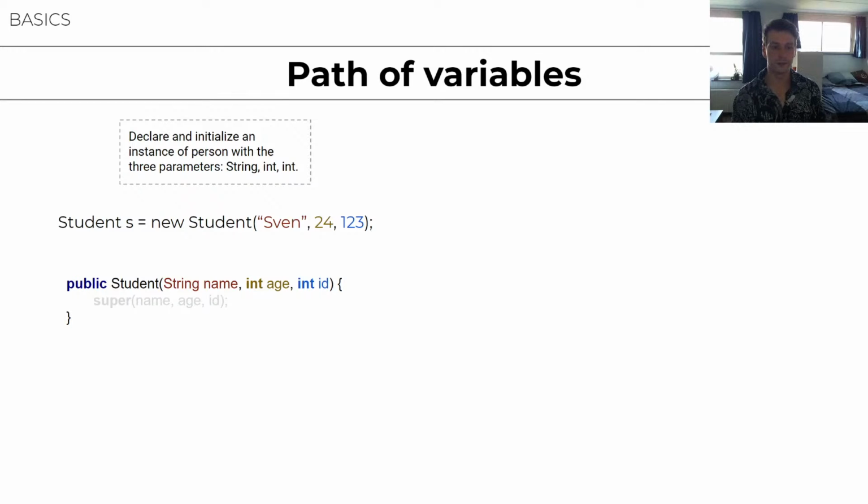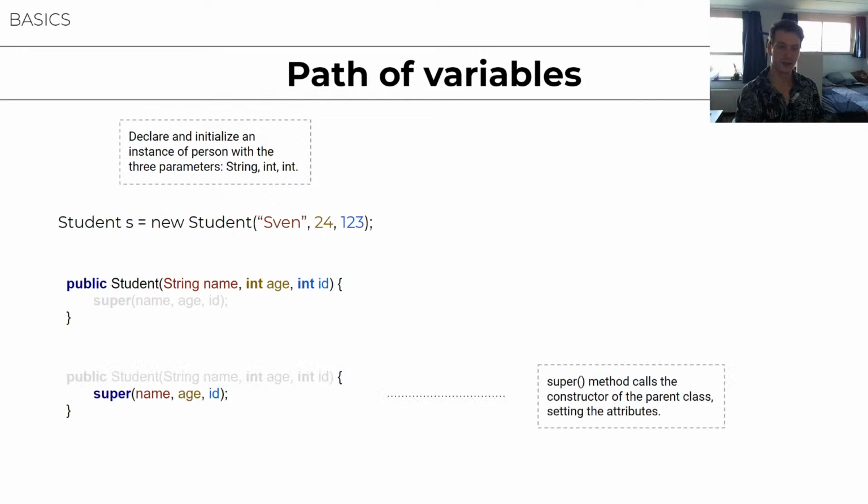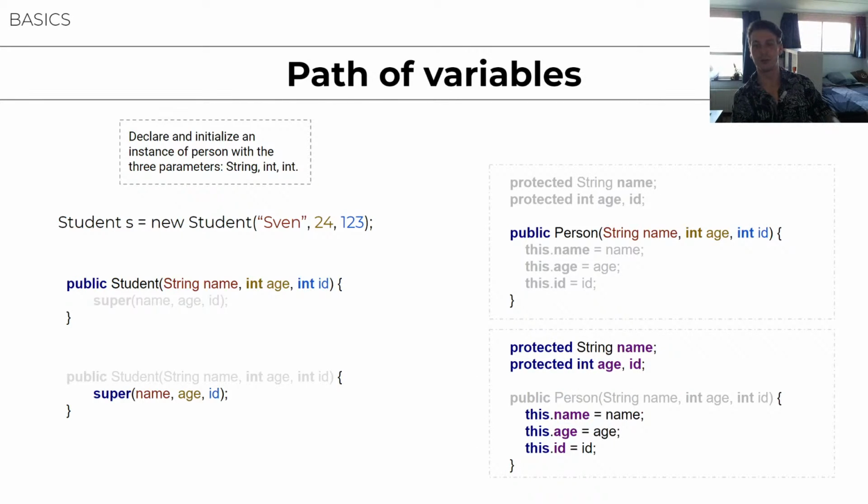So let's say that we have a student class which extends a person class. So now when we say student S is new student Sven, 24, I see my age is different here, and 1, 2, 3, those come in through the constructor of student. Then they're going into the super method. The super method passes them on to the constructor of its parent class, so person, and then person assigns them to the attributes. So that's essentially the path of the variables that we have here, and that's what the super command means. What does the keyword abstract exactly mean?